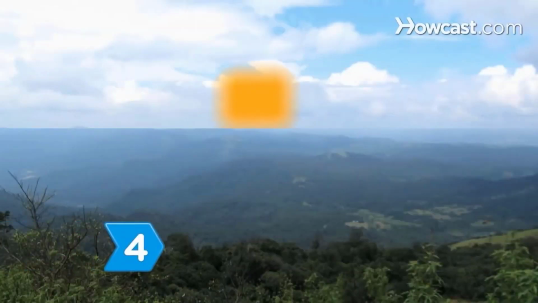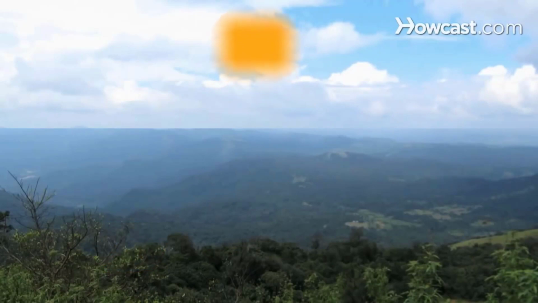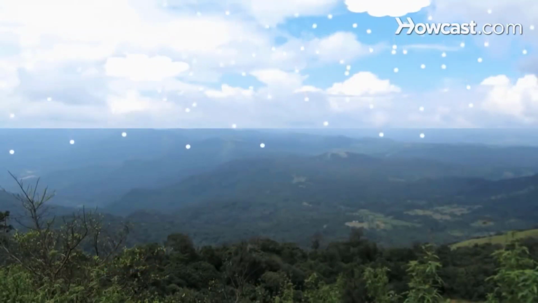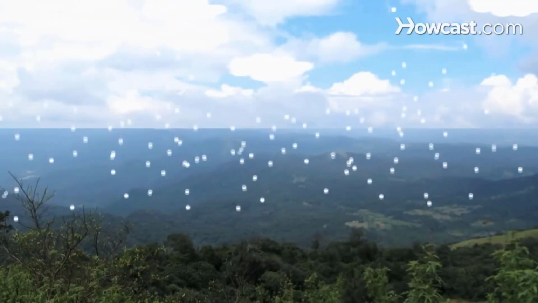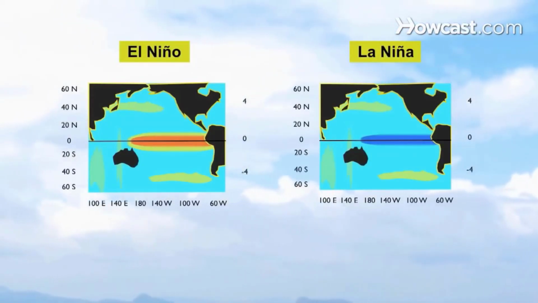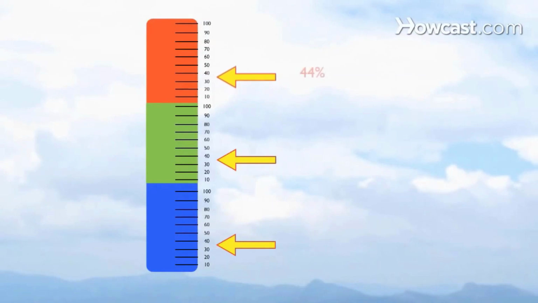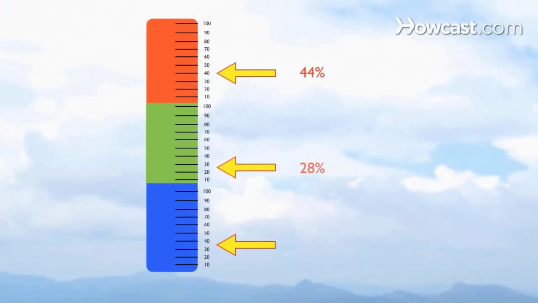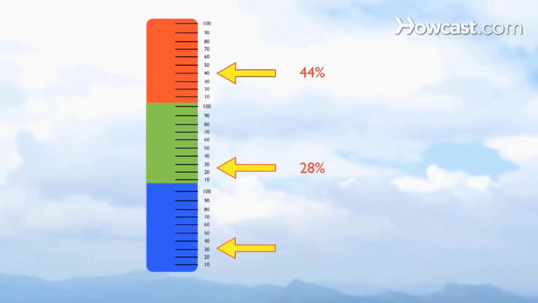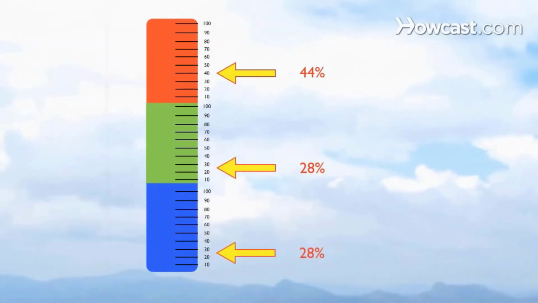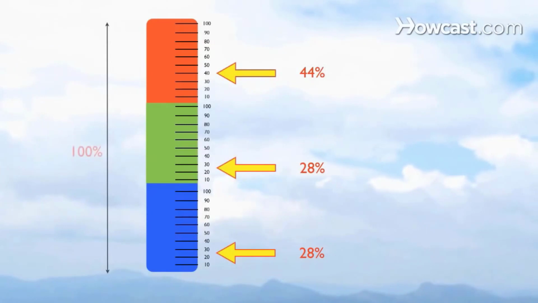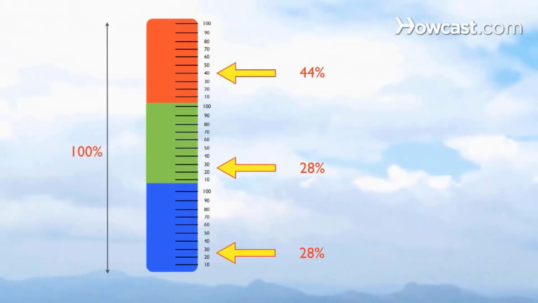Step 4. Recognize that the initial categorical probabilities are adjusted based on conditions that drive weather events. For example, El Niño and La Niña events. If conditions suggest that weather patterns will be above normal, the above normal category is given a score higher than 33%. And the other categorical probabilities are adjusted to keep the total probability at 100%.